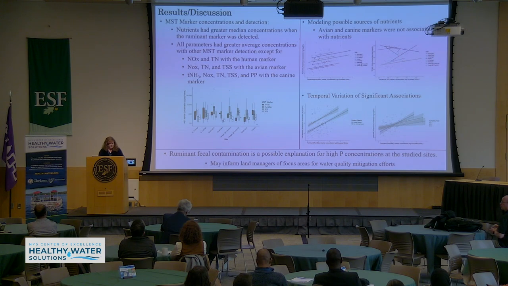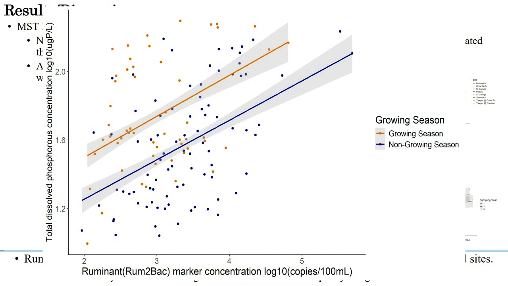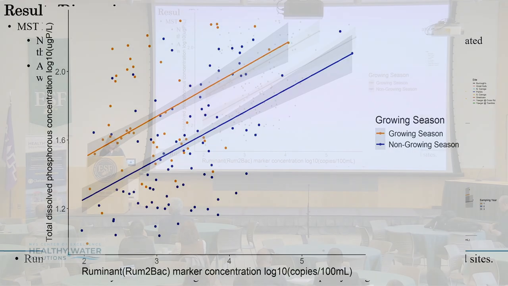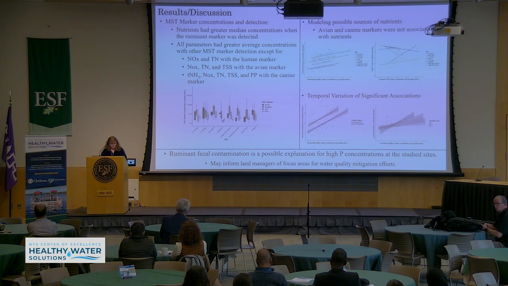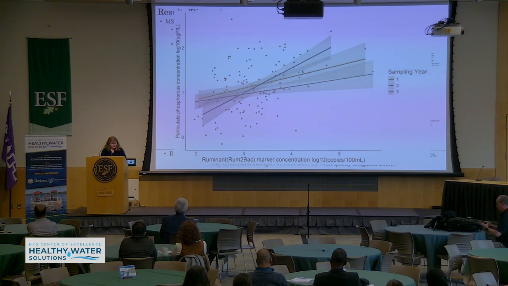When we looked at the temporal variation, we found all forms of phosphorus remained associated with the ruminant marker, and some forms varied between growing season and non-growing season, possibly indicating higher use of inorganic fertilizers during the growing season as phosphorus concentrations were greater during this time. We also found that there was some variation between sample year that was likely a result of varying environmental conditions.